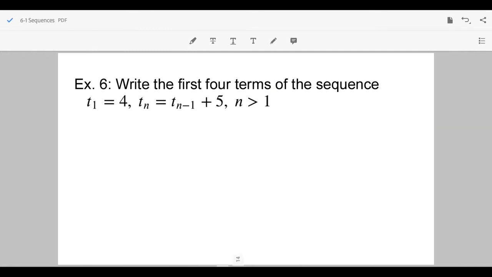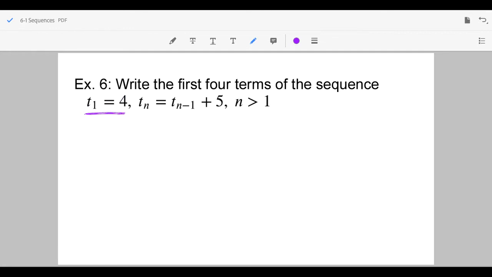Now we're going to write the first 4 terms of the sequence given below, and this is our first example that involves a recursive formula. So we're given the first information. Without this, we can't do it. If we didn't have this information and all we had was term n is equal to term n minus 1 plus 5, we'd know that we had to add 5 to the previous term, but without knowing what that previous term is, we'd be stuck.